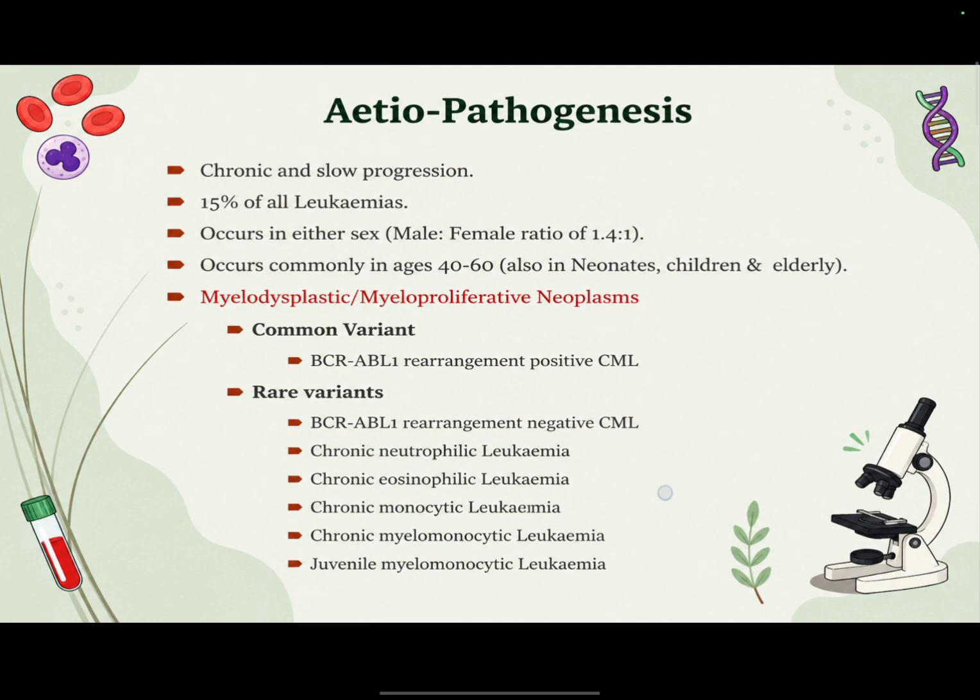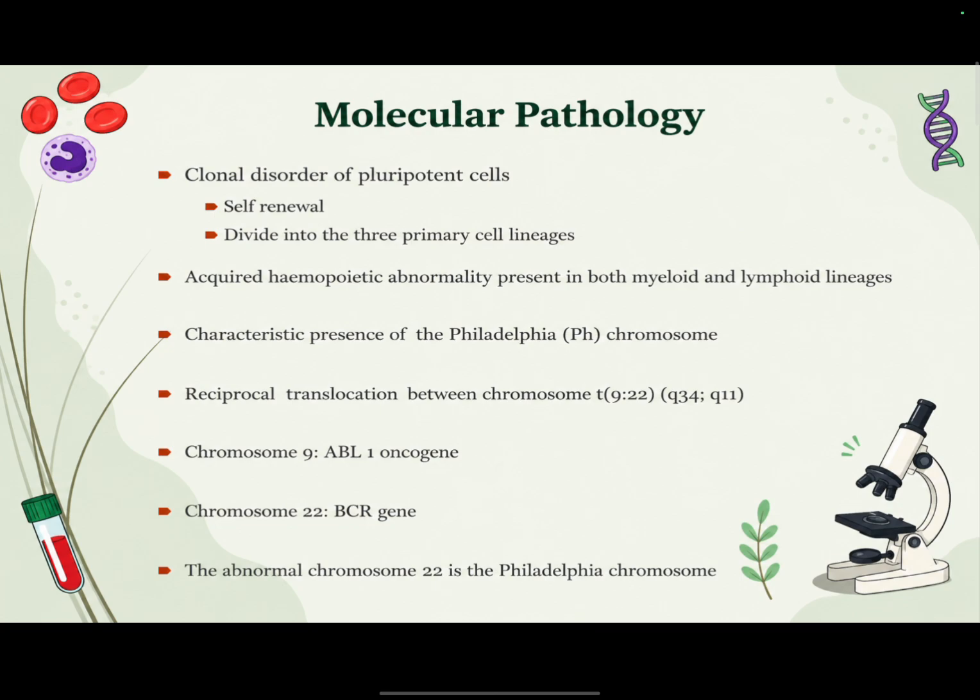So let's discuss molecular pathology. Moving to molecular pathology, CML is a clonal disorder of pluripotent hematopoietic stem cells. The mutation occurs at top of cellular hierarchy, affecting cells capable of self-renewal and differentiation into all three primary cell lineages, which are myeloid, erythroid, and megakaryocytic.